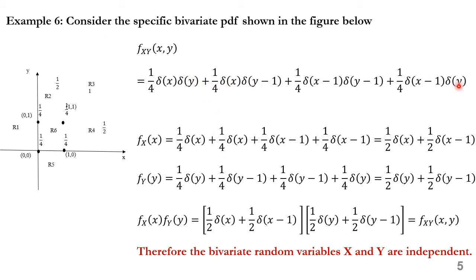When we integrate this with respect to y, we get 1/4 delta(x) plus 1/4 delta(x) and plus 1/4 delta(x minus 1) plus 1/4 delta(x minus 1). So when we add these values, we get 1/2 delta(x minus 1), and these two values when we add, we get 1/2 delta(x). In a similar way, we can compute f_Y(y), and when we integrate f_XY with respect to x, we get the answer as 1/2 delta(y) plus 1/2 delta(y minus 1). So when we multiply f_X(x) with f_Y(y), we get f_XY(x, y). Therefore, we can say that the bivariate random variables X and Y are independent.